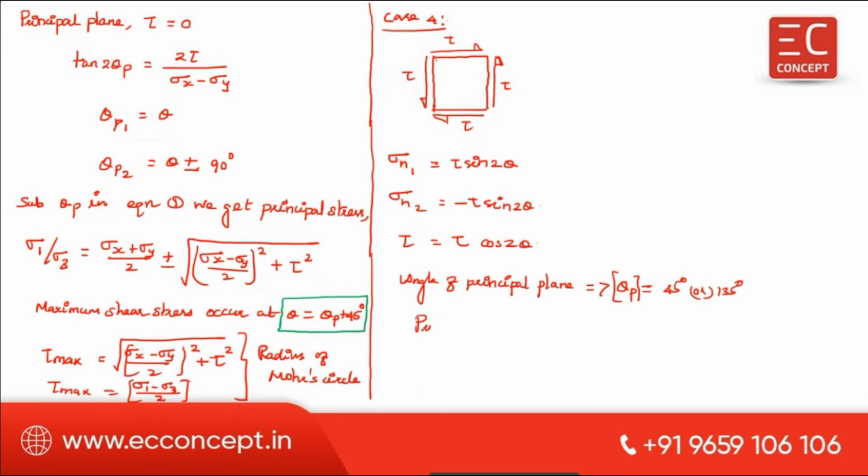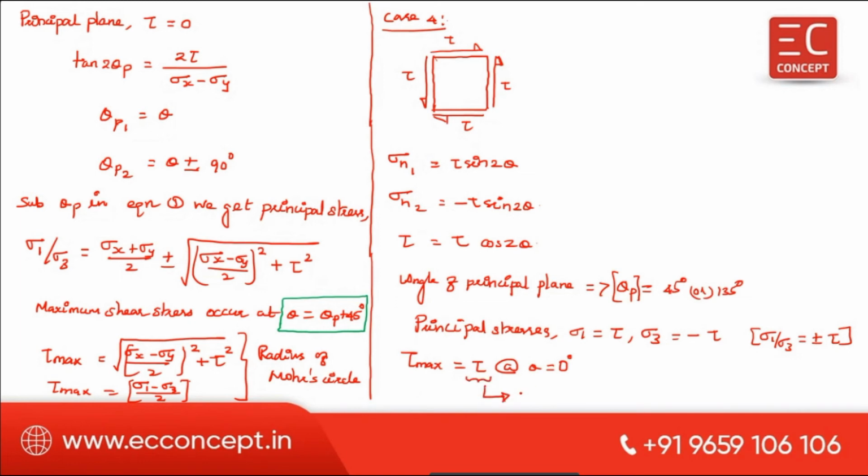Then the principal stresses at that plane: sigma 1 is equal to tau, sigma 3 is equal to minus tau. Very important. In a nutshell, we can write principal stress sigma 1 or sigma 3 is equal to plus or minus tau. Then what is tau max? Tau max is equal to tau at theta is equal to 0 degree. At theta is equal to 0, tau max is equal to what? Tau only. Now this is called the radius of Mohr circle.